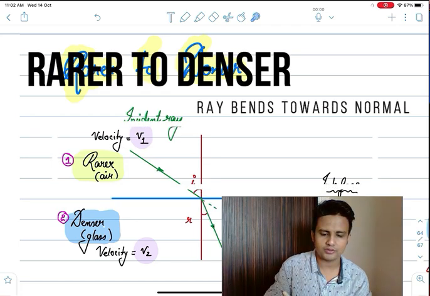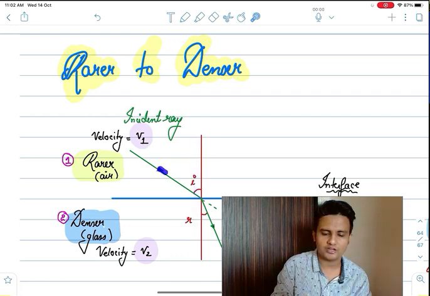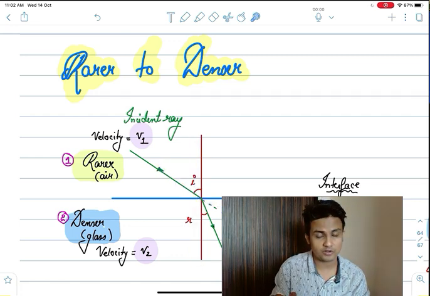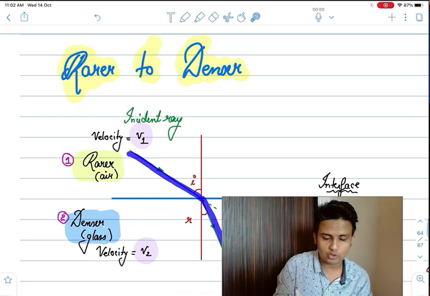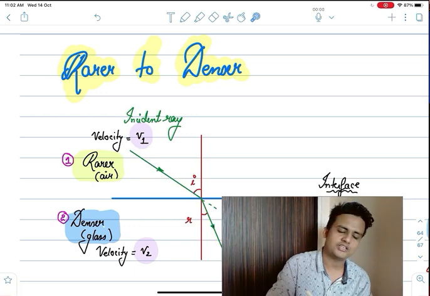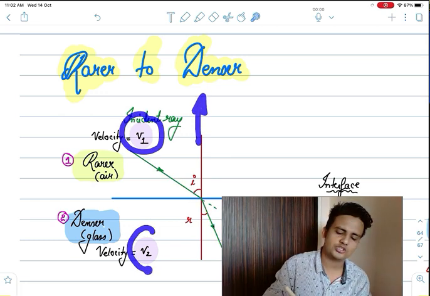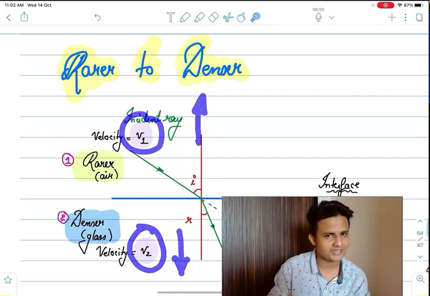Now this is the normal. The light would have gone like this if the medium had not changed, but the light will go like this. The velocity of the ray of light in the rarer medium is more and the velocity in the denser medium is less.